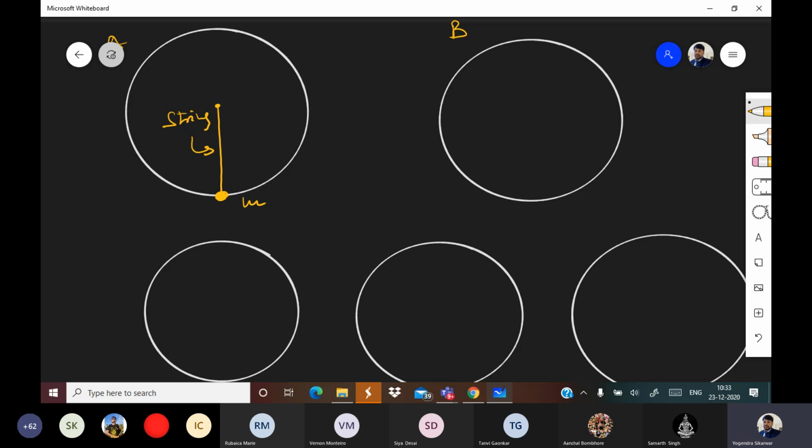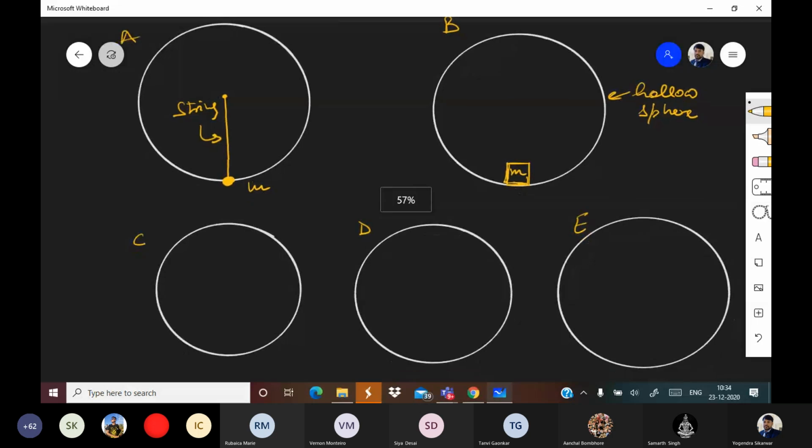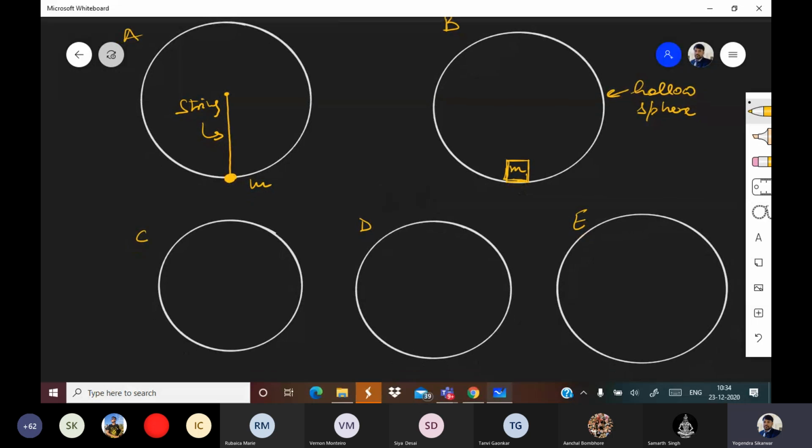In B, it's a mass which is kept inside a hollow sphere. This is the hollow sphere and this is mass M. This is C, this is D, this is E.